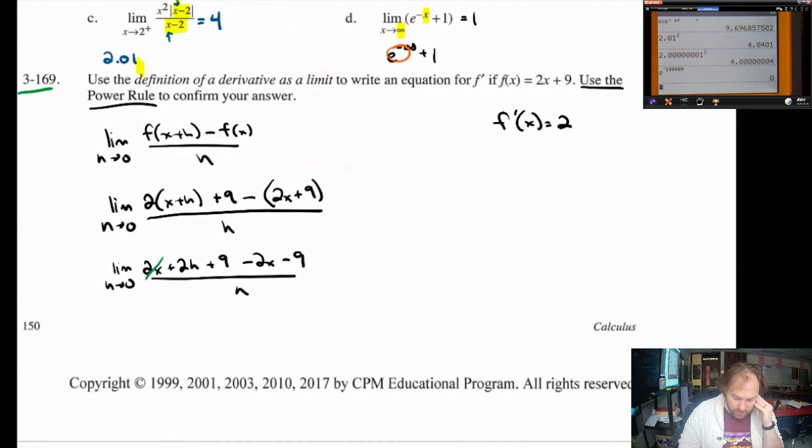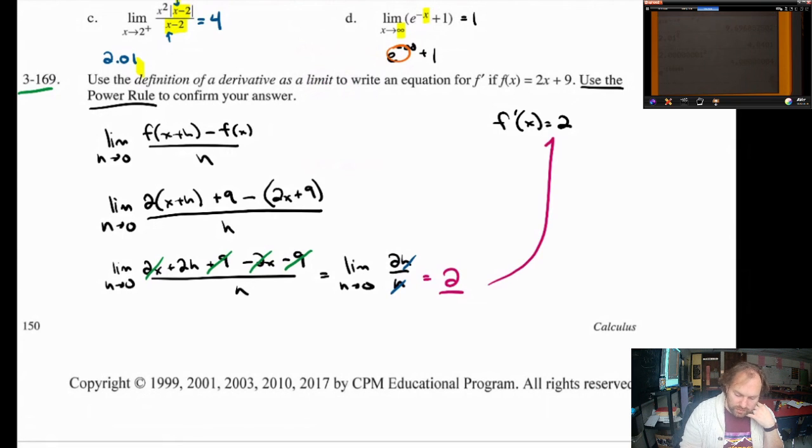And look what's going to happen. The 2x goes away. The 9s go away. And what you're left with is the limit as h approaches 0 of 2h over h. The h's cancel. Now there's nothing happening there with h at all. So this just equals 2. And that's exactly what we saw at the beginning of the problem when we started it. It's actually not too bad to do.